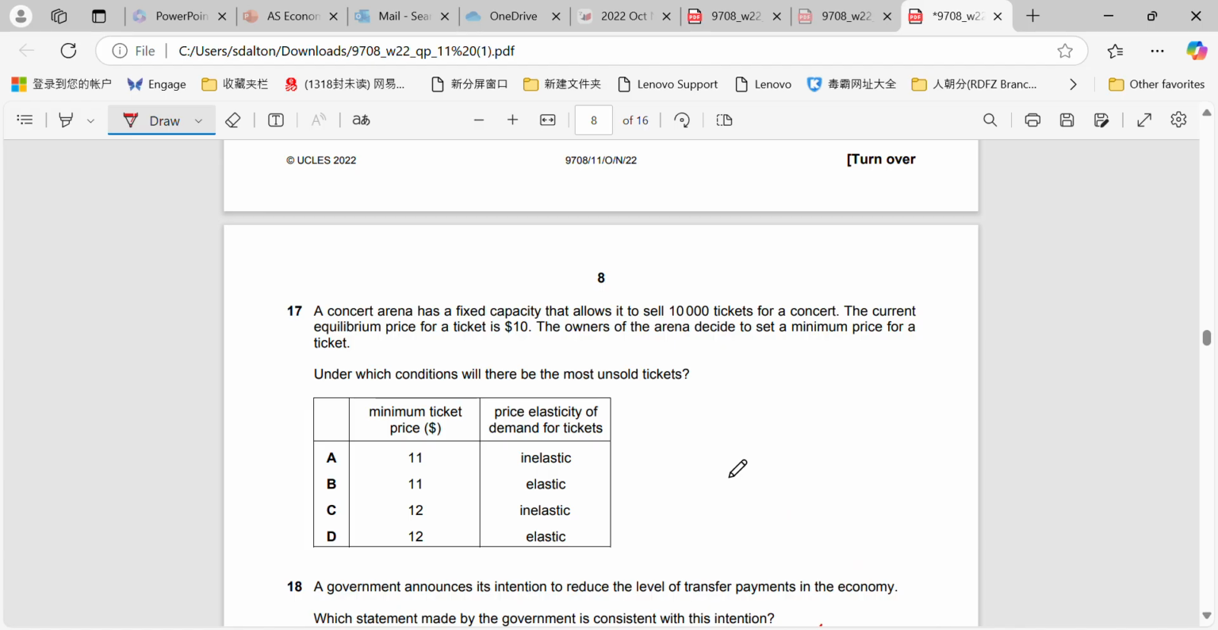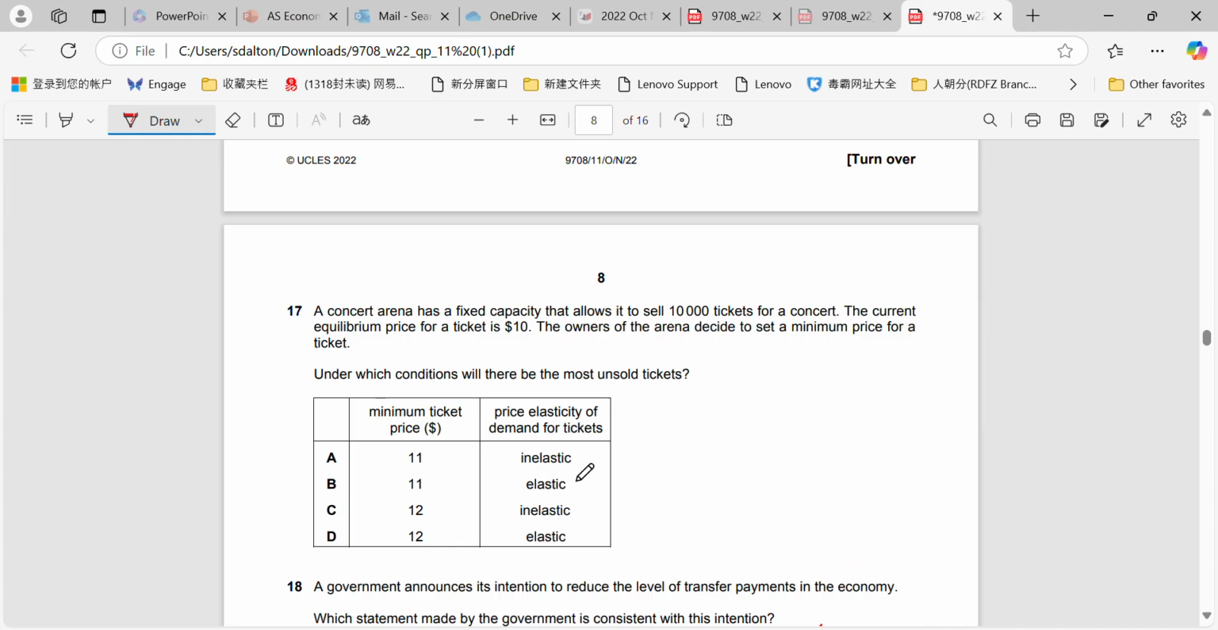Concert has a fixed capacity, allows it to sell 10,000 tickets for a concert. Equilibrium price for a ticket is $10. The owners of the arena decide to set a minimum price for a ticket. Under which conditions will there be the most unsold tickets?